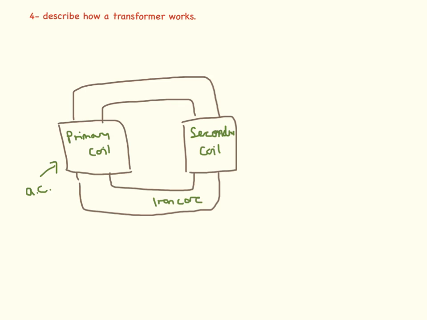So this could come up as a potential 6-mark question describing how a transformer works. So we have our AC current going in here, and what this is going to do is induce a magnetic field around our iron core here. When this passes through the secondary coil, this is going to induce a potential difference or a voltage. I'll just write this up and get back to you in a second.